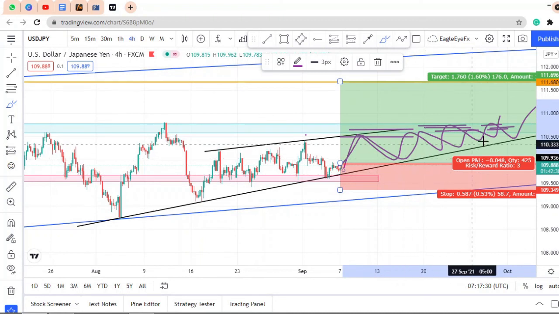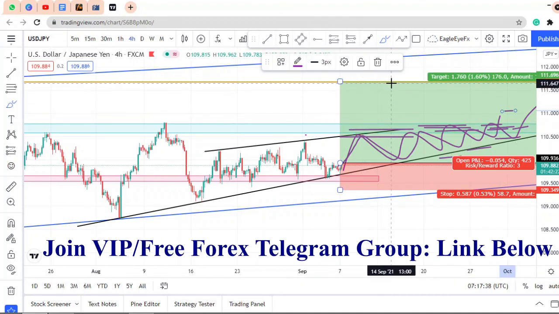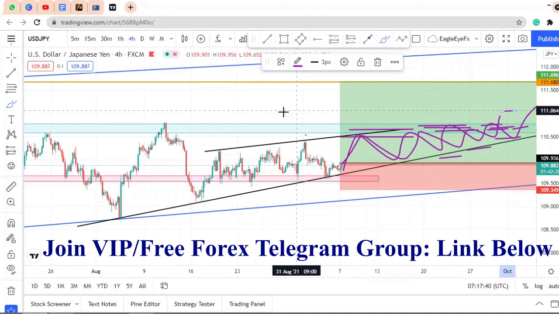So what you can do is that you can just be moving with it, adjusting your stop loss as you go along until you see a breakout. Keep adjusting until you hit your target of 3 times your reward.